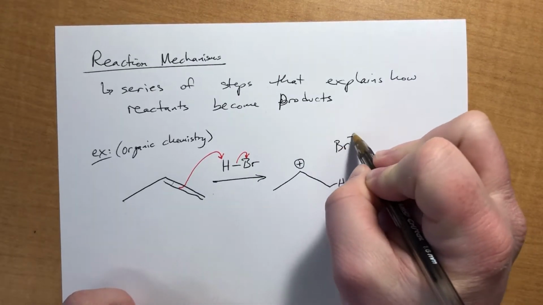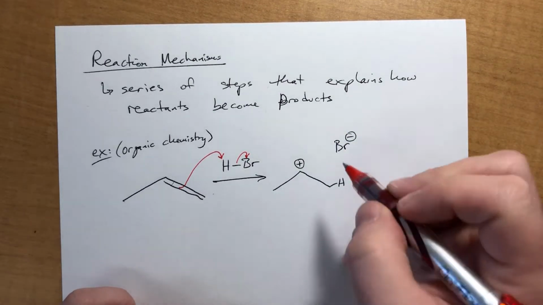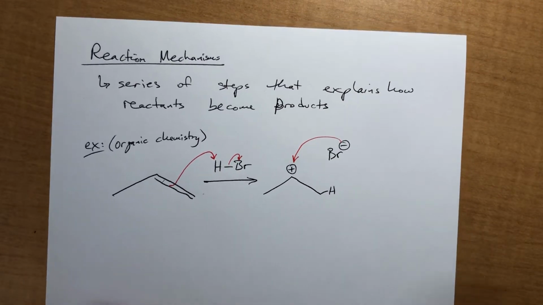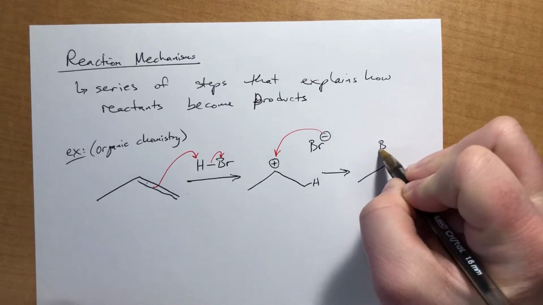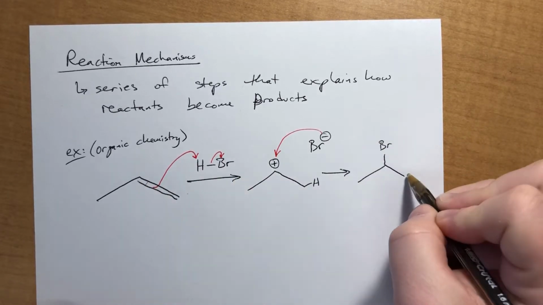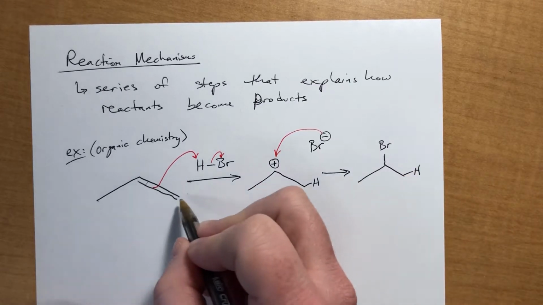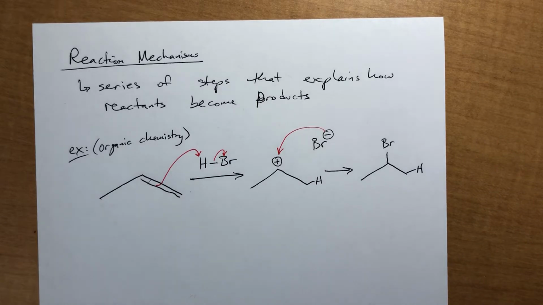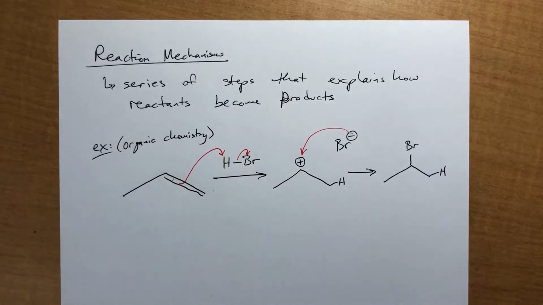And then this bromine, which got kicked off with the electrons, now has a negative charge, and now negative attacks positive. So essentially what happens is the double bond vanishes and gets replaced by a hydrogen on the end of the chain and the bromine in the middle of the chain. Okay? This is what organic chemistry mechanisms look like. We are more worried about the rate law side of things.